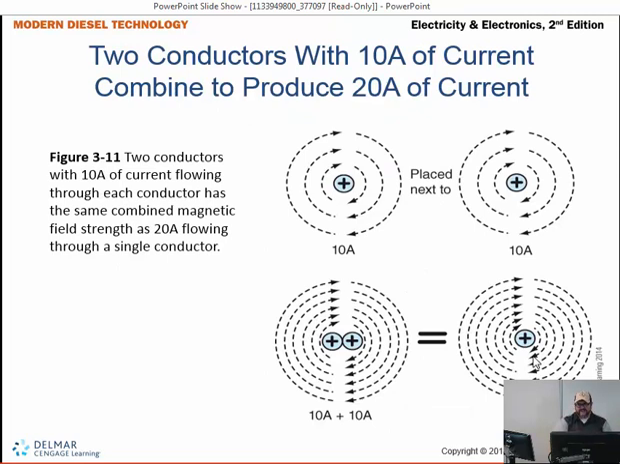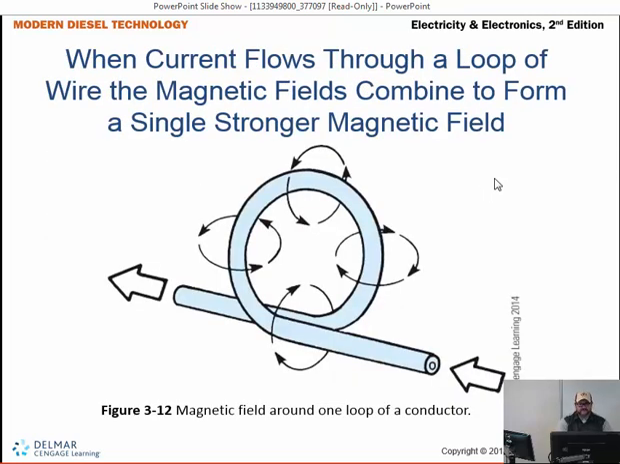So two conductors with a 10 amp current can combine into a 20 amp current. So again, we're inducing that current into one another. So you've got to be very careful, right? If you put them together, they're going to create more voltage. And you may only want to supply 10 amps to something, and now when you're adding extra amperage, there's extra potential for damaging a circuit, or just overpowering a wire, burning it up.